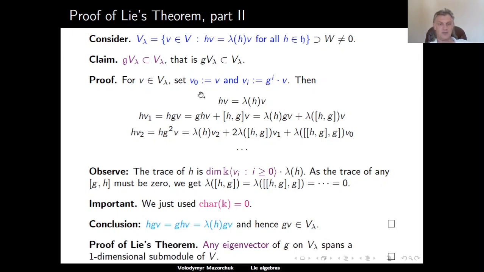Now we can easily complete the proof of Lie's theorem. Since V_lambda is stable with respect to the action of g, and we work over an algebraically closed field, g must have at least one non-zero eigenvector in V_lambda, and the linear span of that eigenvector will be a one-dimensional submodule of V. If we assume that V is simple, it will follow that V must be one-dimensional. This completes the proof of Lie's theorem.